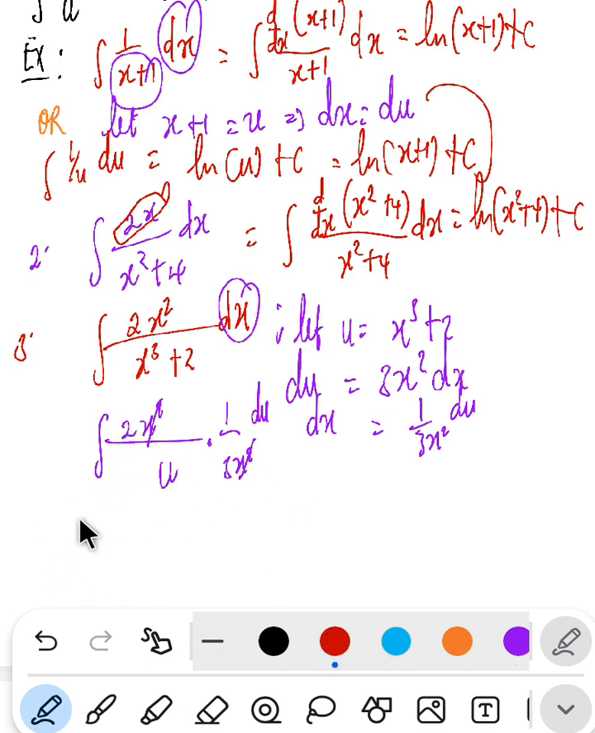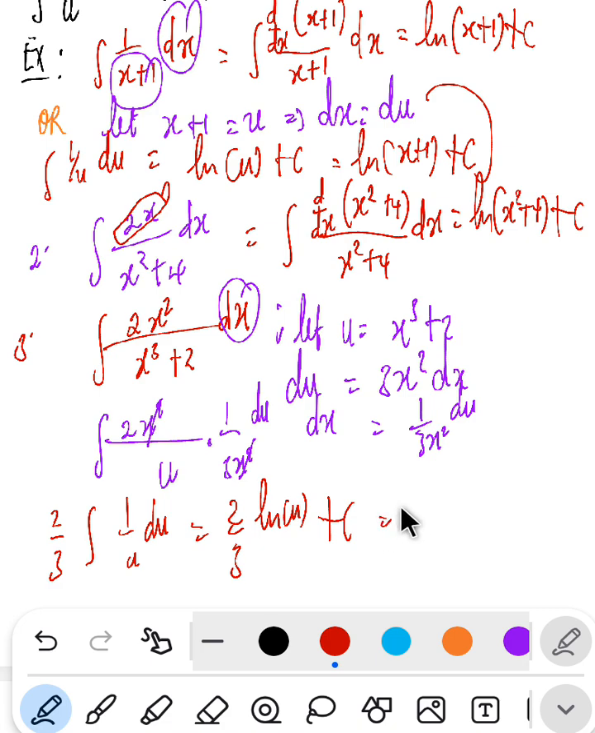So I can bring out 2 over 3, so I'm going to have 2 over 3 times the integral of 1 over u du. So this will give us 2 over 3 natural log of u plus c. Then you substitute back the original function of u, which is x cubed plus 2. So definitely we have 2 over 3 natural log of x cubed plus 2, then everything plus c. So that's the answer to that beautiful problem.